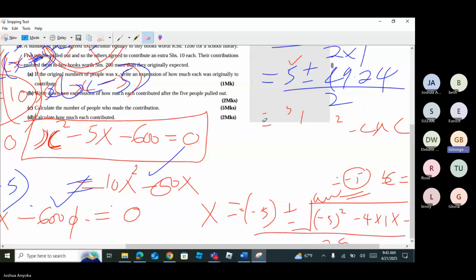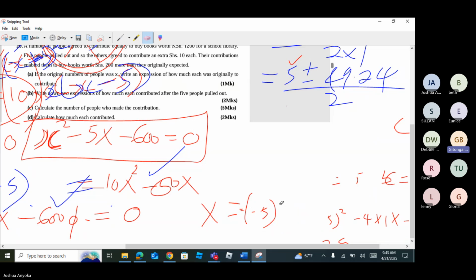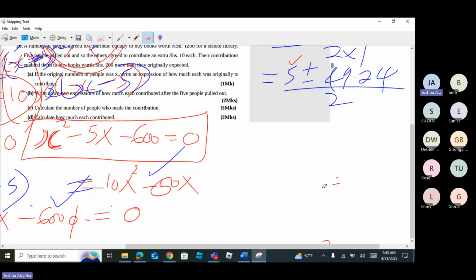The previous question calculates the number of people who made the contribution. We got 27.12, but we were told that the number of people cannot be a decimal, so we will use 27. Exactly, that's why I was even worried. This question should not give us a decimal. I don't know why it is giving us a decimal.